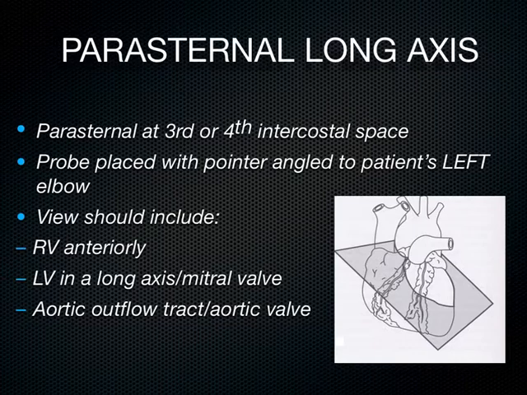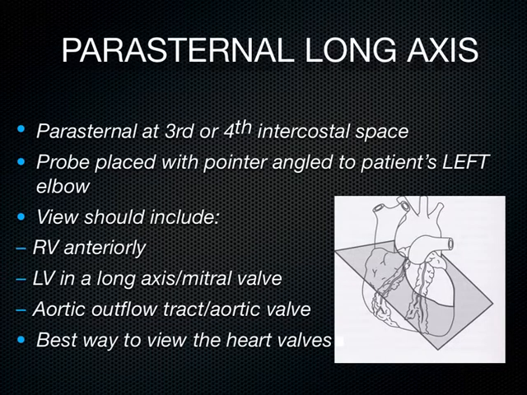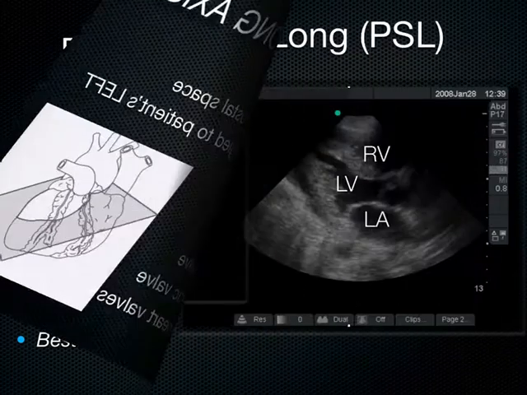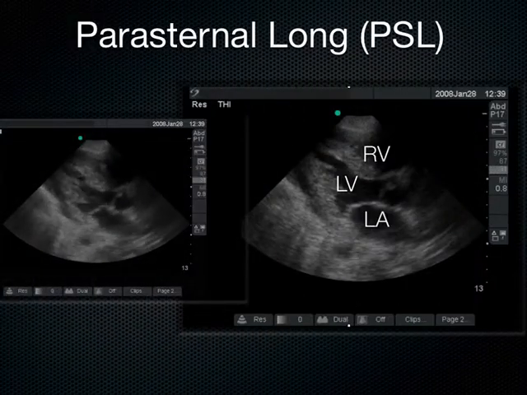You're going to see a three-chambered view of the heart, the RV, the LV, and the LA. And this is really the best way to make out what the valves are doing. And we spent a lot of time talking about the parasternal long axis at the end of this lecture, which I'm going to jump to here shortly.